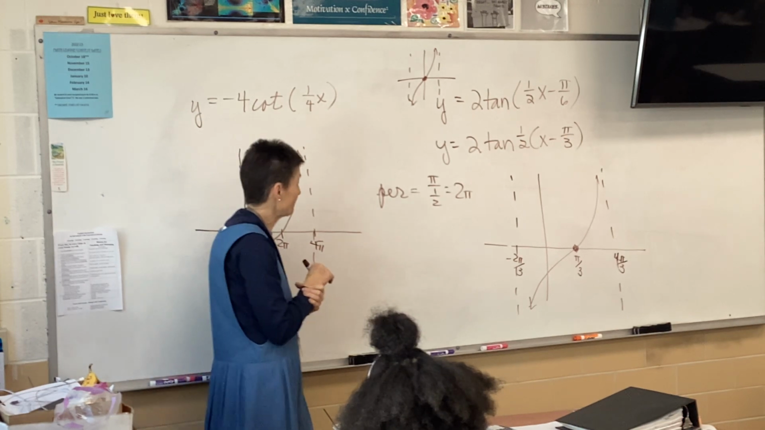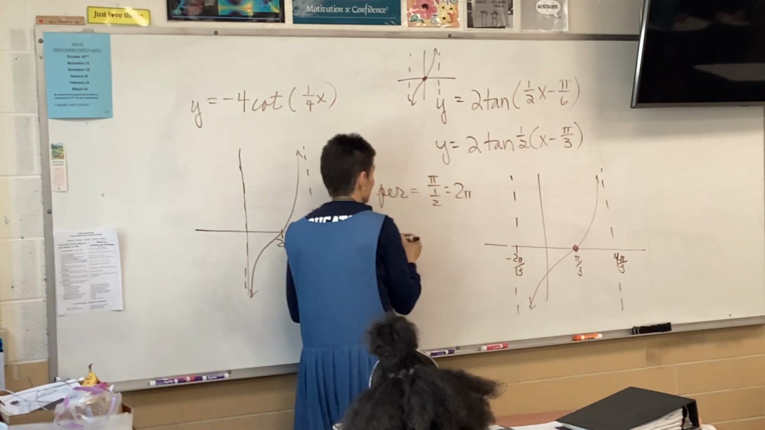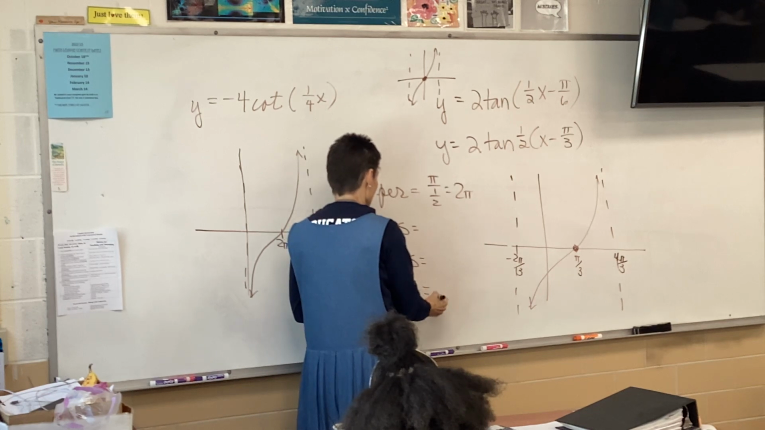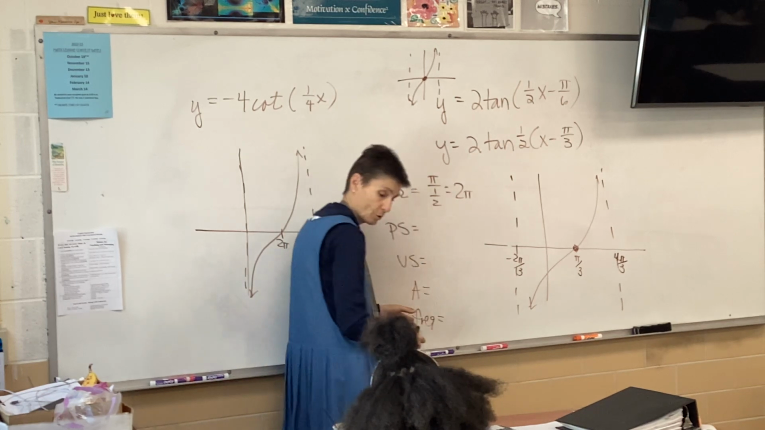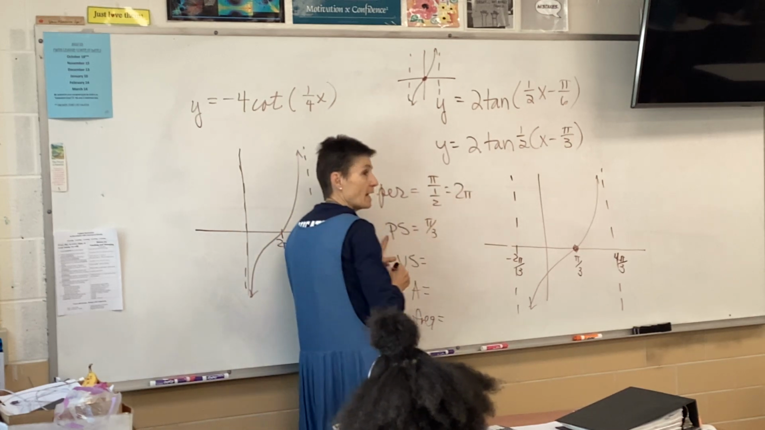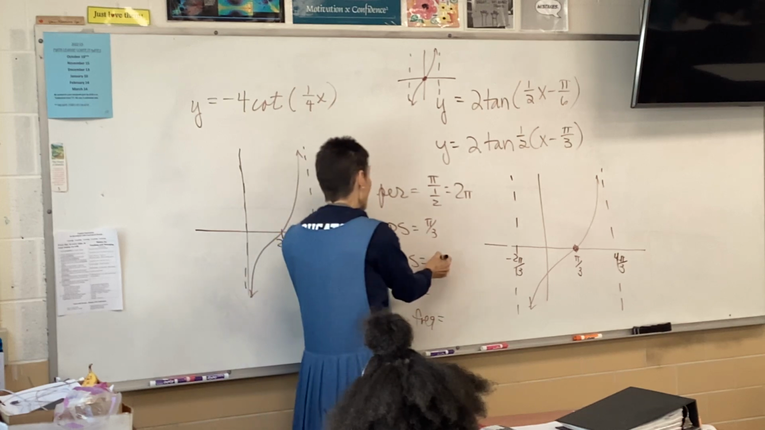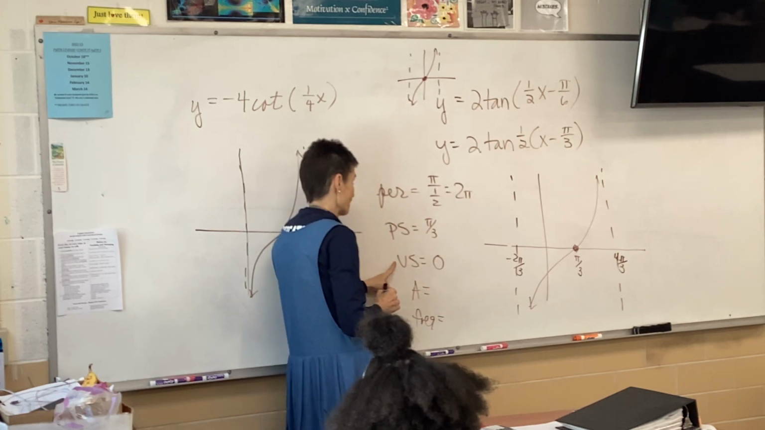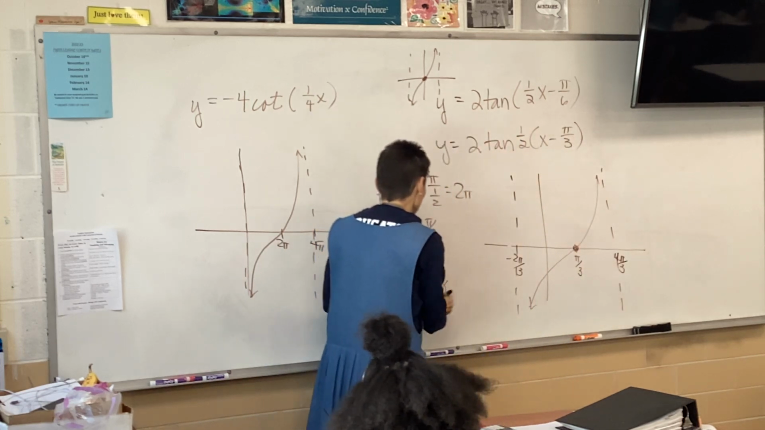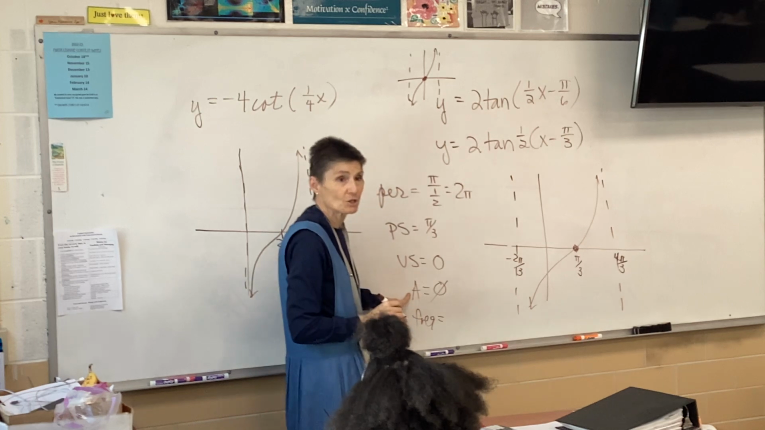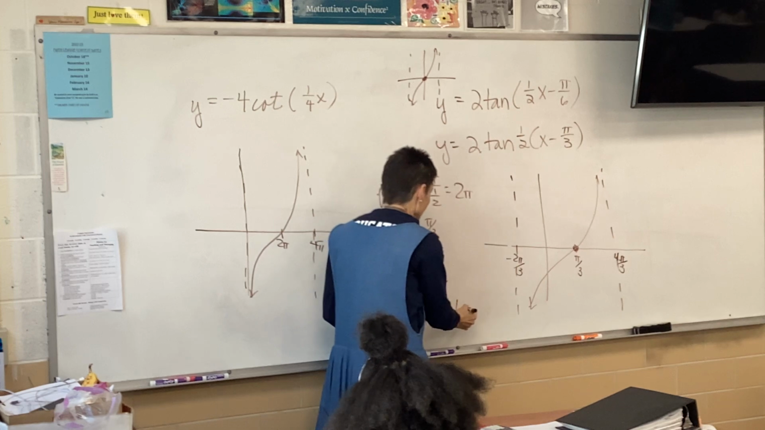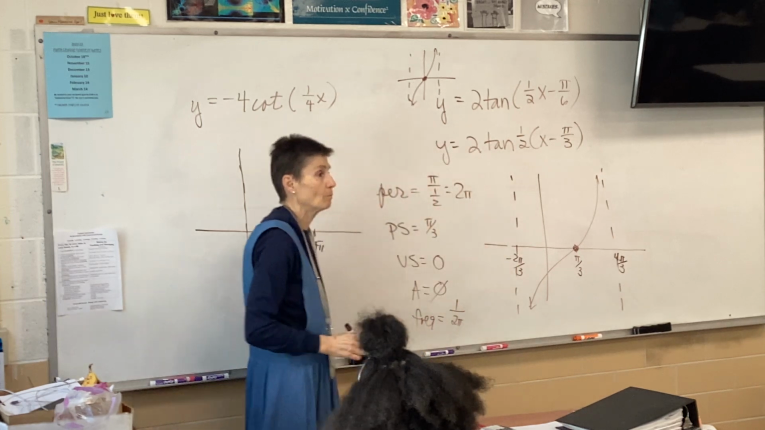Now, in terms of filling in period, we already did that. Phase shift, vertical shift, amplitude, and frequency. I got them in a different order on there. But our phase shift was pi over 3. We figured that out. We do not have a vertical shift. That would be a number on the end. We do not have an amplitude because it's a tangent, and tangents don't have amplitude. And our frequency is the reciprocal of the period, which is 1 over 2 pi.